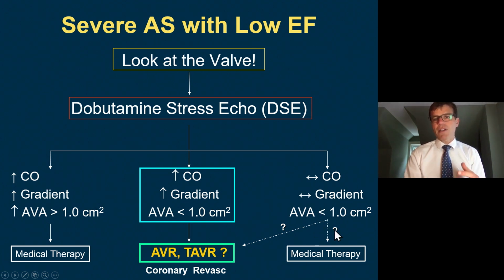On the other side of this is somebody who has maybe a little bit of increase in cardiac output, maybe not that much. The gradient doesn't really change that much. The valve area doesn't really change. This is a group of patients where it's difficult to know what to do. It's not unreasonable to consider an aortic valve replacement if you think they're not otherwise too high risk. It's also reasonable to consider medical therapy. These patients, as you might guess, don't tend to do that well.